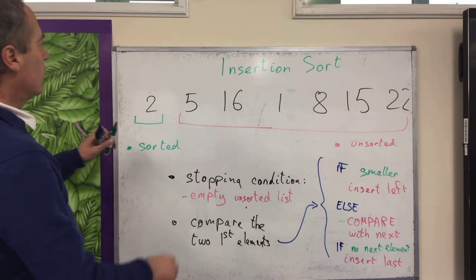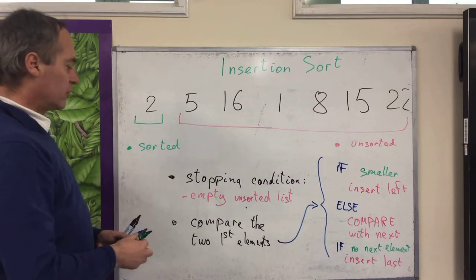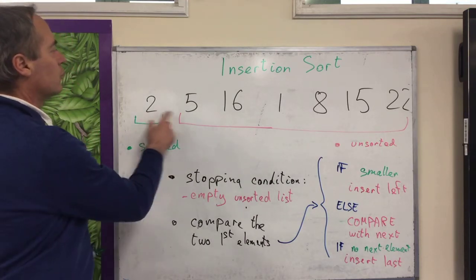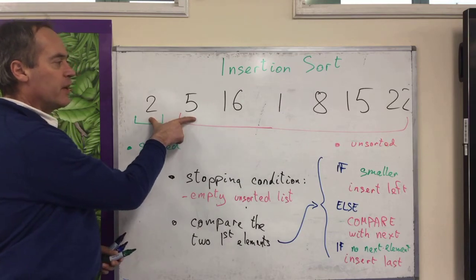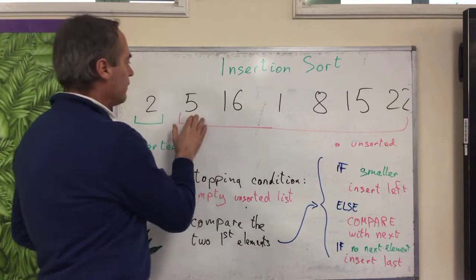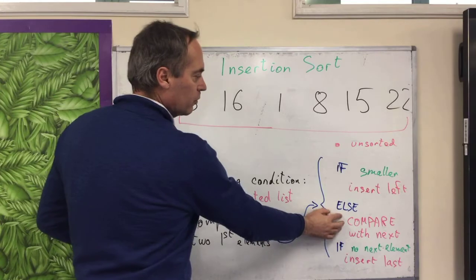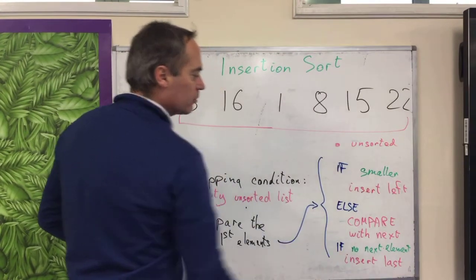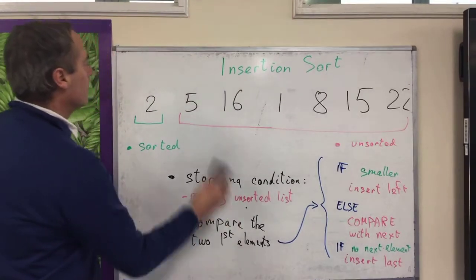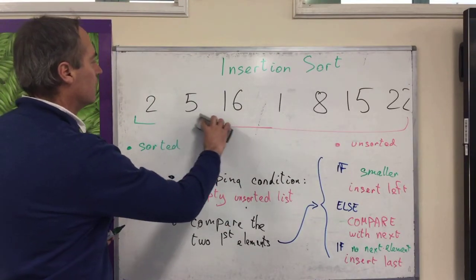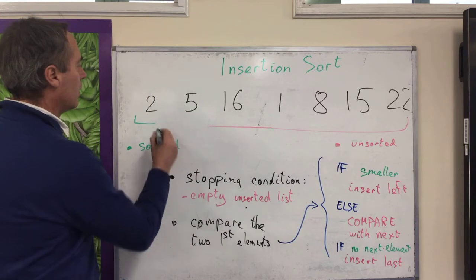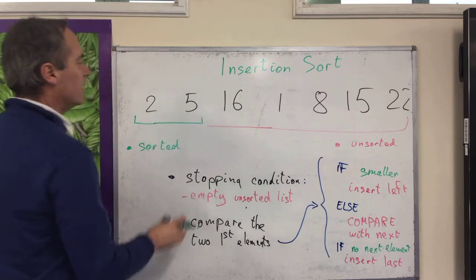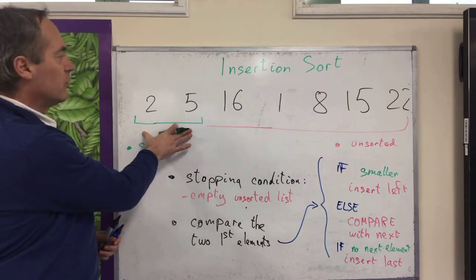Okay, we start by taking the first two elements of our list, that's 2 and 5, and we compare them. 5 is not smaller than 2, so we're in the else, and there is no next element, so we insert it last, which means in fact our sorted list is now made of 2 elements.